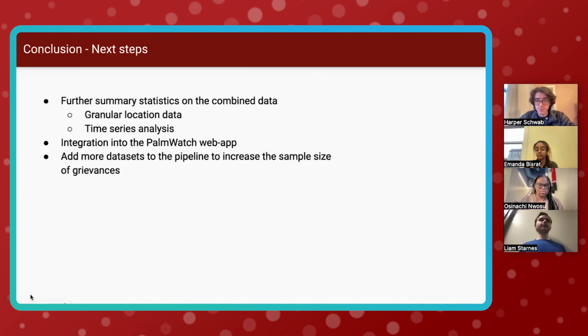To wrap things up, some next steps for future quarters include doing more data analysis, such as more granular location data, further summary statistics, or a time series analysis of the grievances. And additionally, future quarters can work on integrating our data into the PalmWatch web app, as well as adding more data sets to the pipeline to increase the sample size of grievances. And what these things do is they make it so that everyone can see this information, and increasing the sample size makes the conclusions that we come up with more accurate.